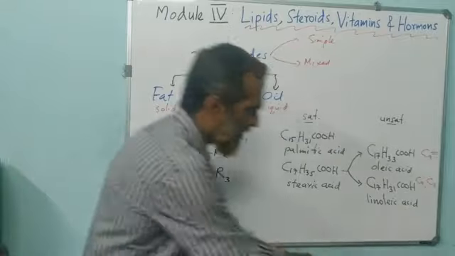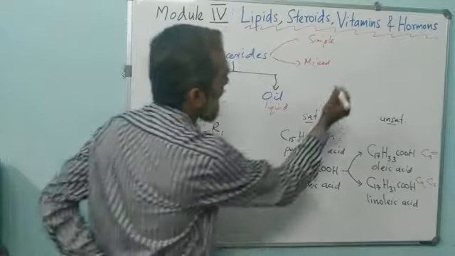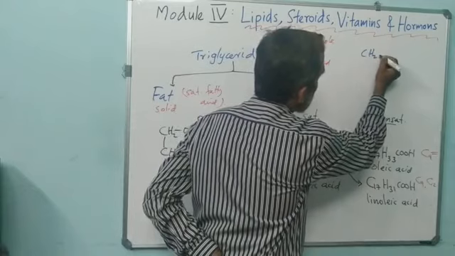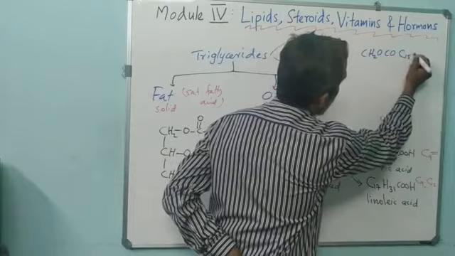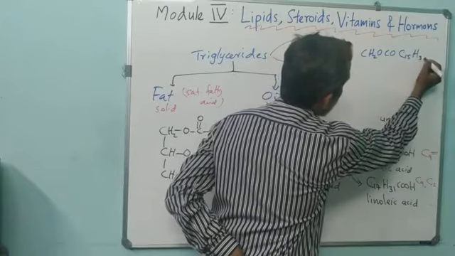Let me put an example. See, I'm writing an example. Look at this. CH2O CO C15H31.